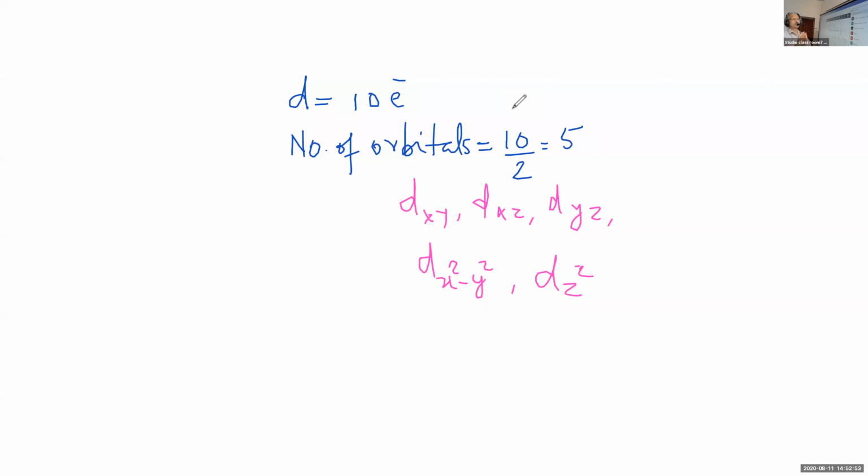And what will be the geometry of these orbitals? You take dxy, dxz, and dyz. These 3 orbitals are double dumbbell in shape. And say you take only 2 axes. You show only 2 axes. Say for example, take dxy.